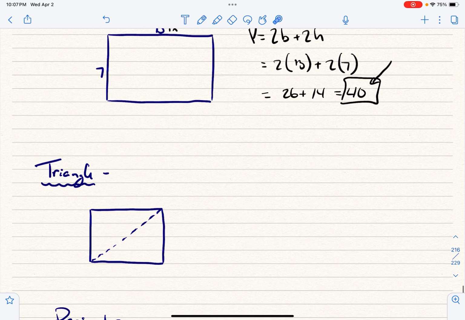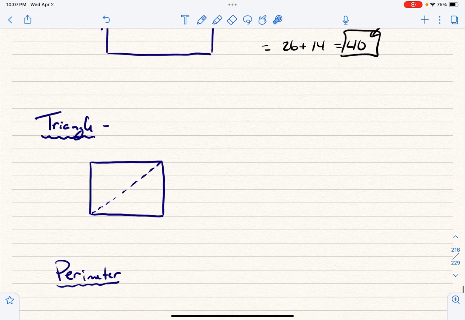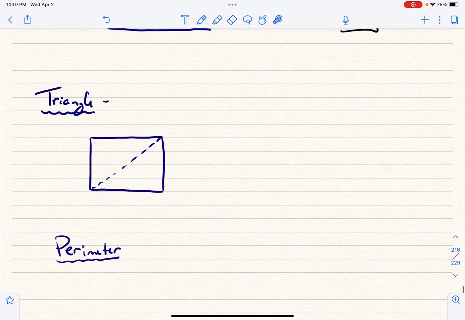Okay, so let's step it up to a triangle. If we're looking at the area and perimeter of a triangle, the easiest thing for us to do is to draw another rectangle and then divide it down the middle as I've done here. That would mean we have one triangle up here and another triangle down here. Now this triangle still has some given height and some given base. We'll say the height of 7 and the base of 13.